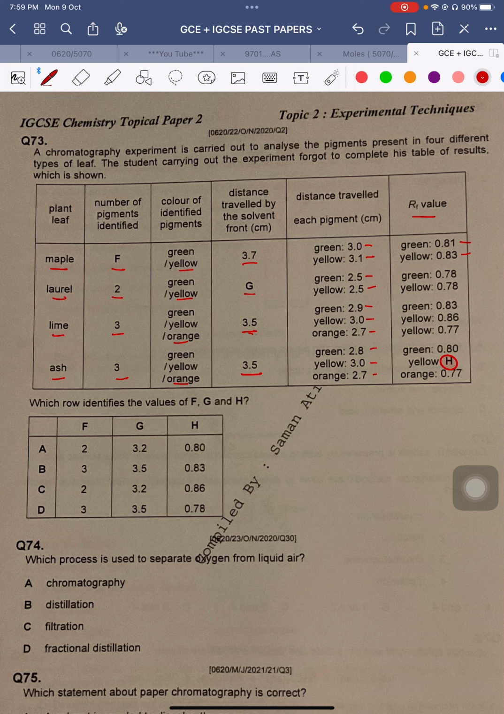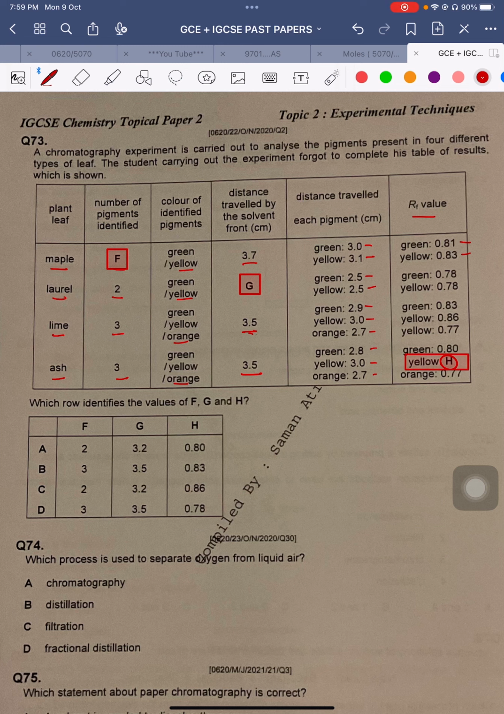Which row identifies the values of F, G, and H? Okay, so we have to look into this. F, G, and H. All right, so this is F, and this is G, and this is H.